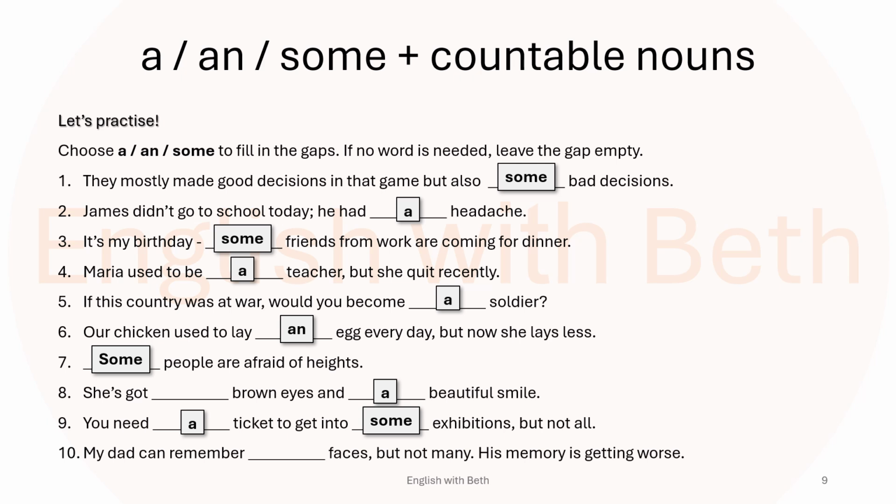And number 10, last one. My dad can remember some faces, but not many. His memory is getting worse. So here we have used some because faces is a plural countable noun and we mean a few faces, not all faces, just a few. So well done if you got all of those correct.